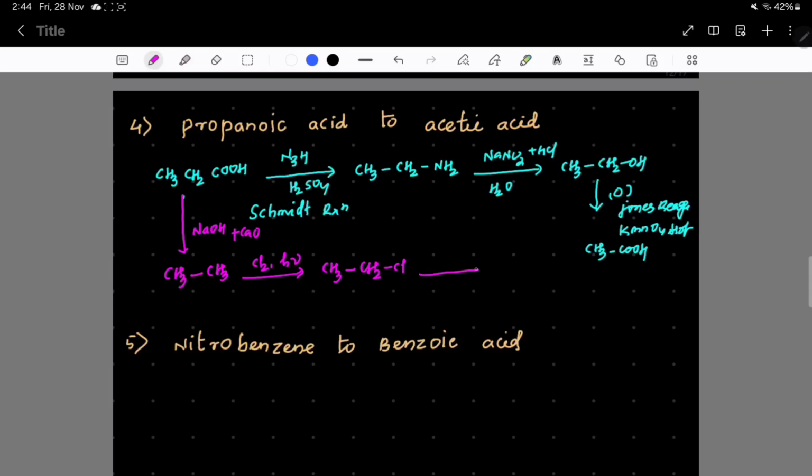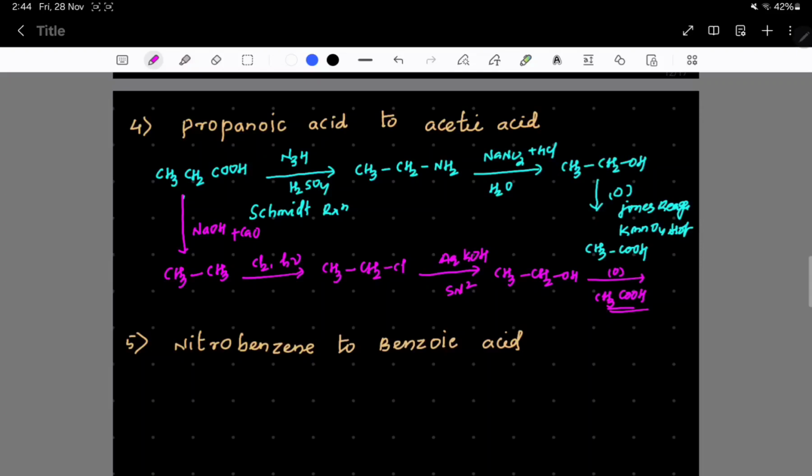Now this CH3CH2Cl on reaction with, student, aqueous KOH, then it undergoes SN2 process and you will get, student, CH3CH2OH. Then further oxidation, student, this will be converted into CH3COOH as the product. Right, so you can approach by two methods, student.